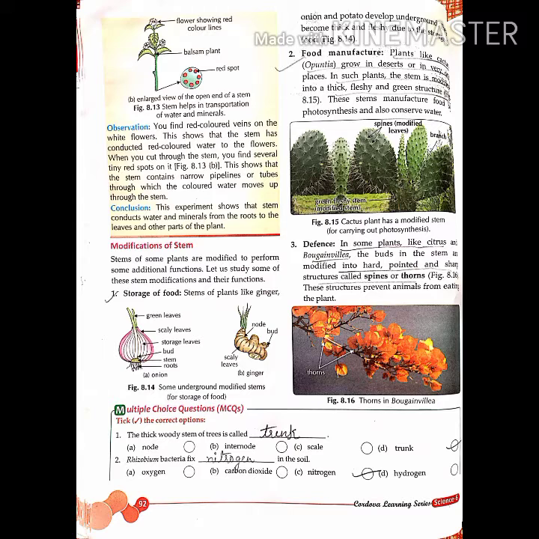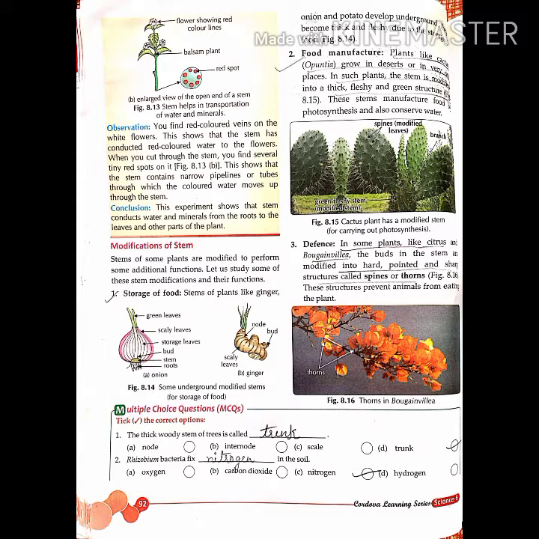So in some plants like cactus, these stems were modified into thick, fleshy, green structure in which green pigment is present, and due to this green pigment, they perform the function of photosynthesis. They perform the food manufacturing function, photosynthesis.